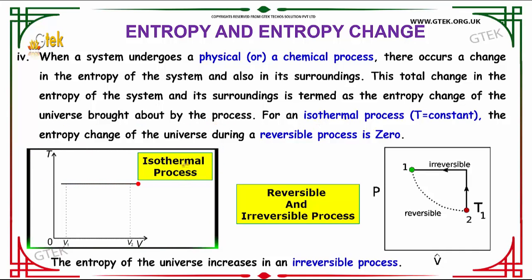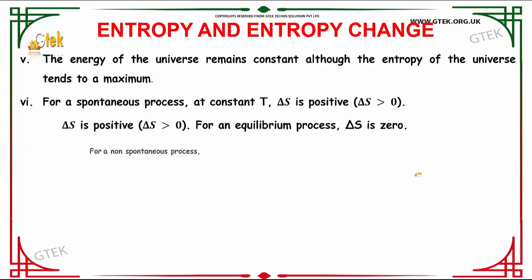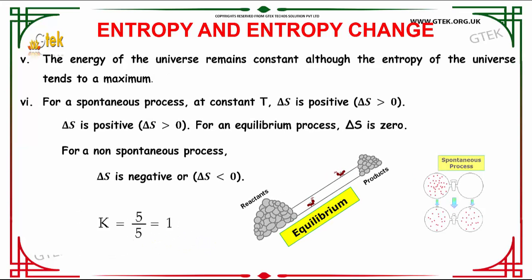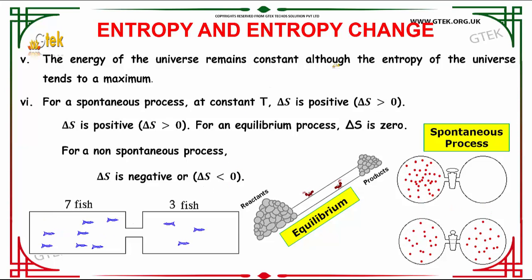For an isothermal process, the temperature is constant. The entropy change of the universe during a reversible process becomes 0. So the entropy of the universe increases in an irreversible process. The energy of the universe remains constant, although the entropy of the universe tends to a maximum.